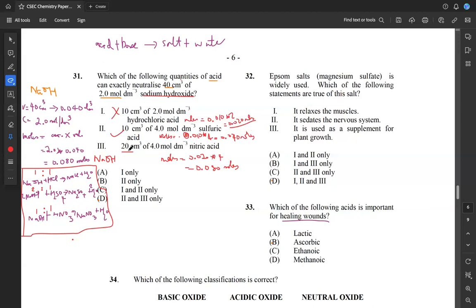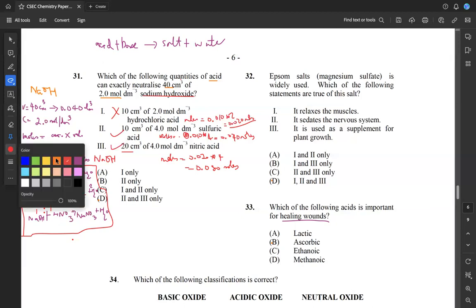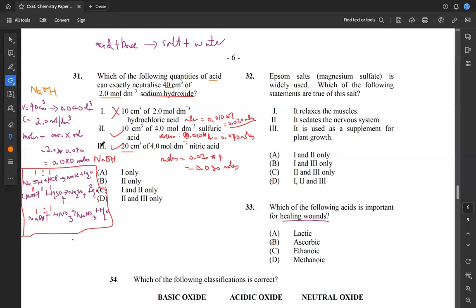Then for the third one, how many moles of nitric acid do we have? We have 0.080 moles, and that's the exact same amount as the NaOH that we have. From our balanced reaction, we know that we need them in a 1-to-1 mole ratio, so we're good where nitric acid is concerned. So this could neutralize our NaOH, right? Our final answer is that 2 and 3 could exactly neutralize the NaOH, so that would be D. Okay, guys, our answer for this one is D.